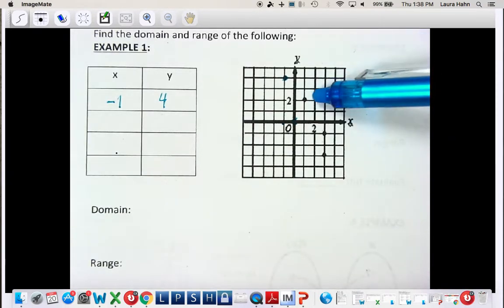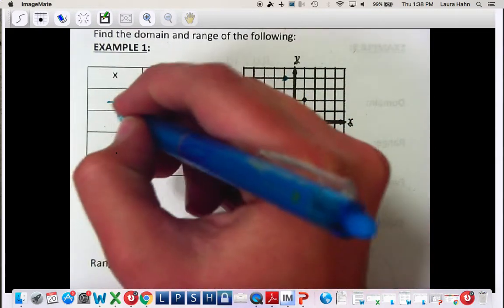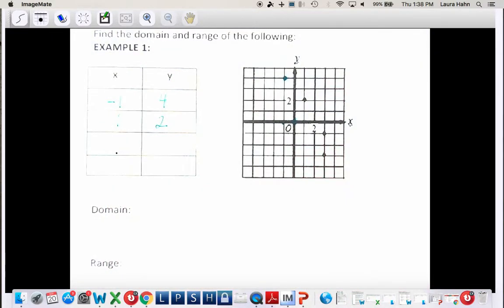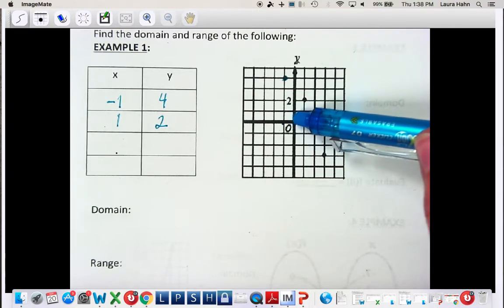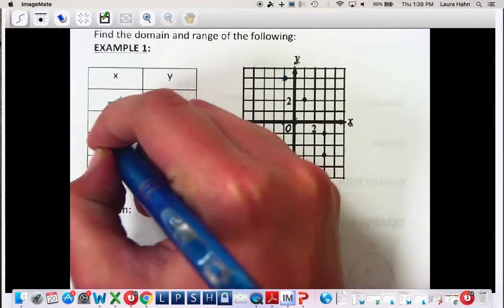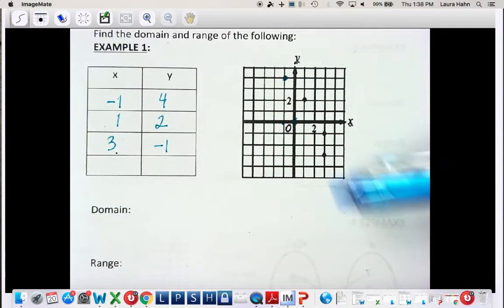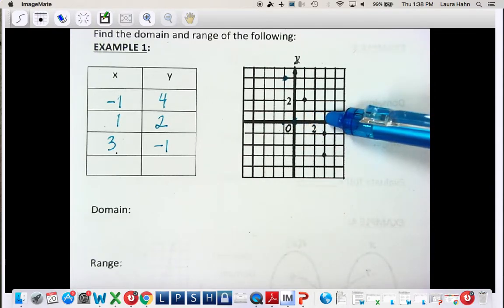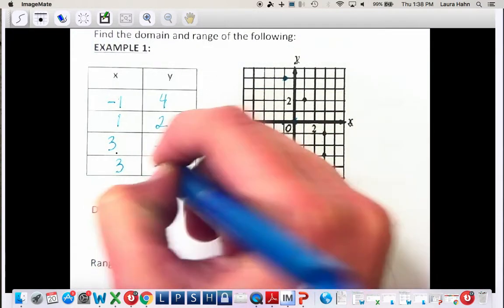Our second point here, from the origin, went forward 1, which makes x 1, up 2. This point here, from the origin, went forward 3, down 1. So +3, -1, because it went down 1. This last point, forward 3, down 1, 2, 3. So forward 3, that's a +3. Down 3 makes that a -3.